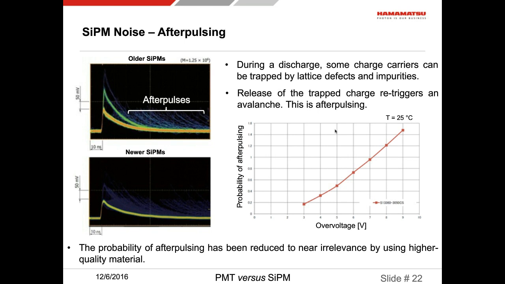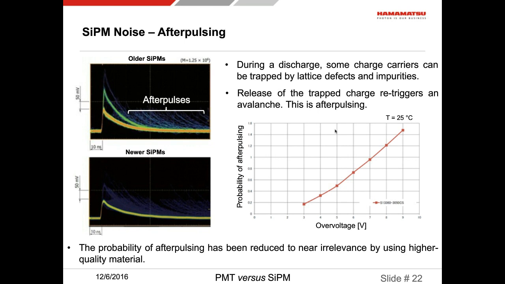The physical picture is as follows. When a microcell is in a Geiger discharge, some charge can be trapped in lattice defects, for example. When a microcell is recovering, as I mentioned before, this is not a dead time. That microcell can be put back into Geiger mode because the field in the microcell is sufficiently large for this to happen. So if a charge is released by the charge trap, it can re-trigger an avalanche, though the afterpulse avalanche is going to contain less charge.